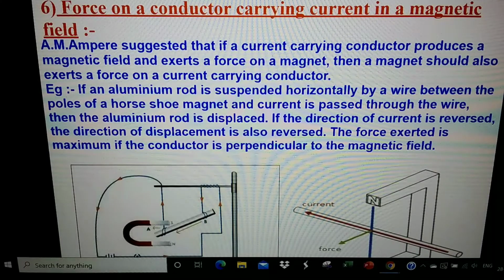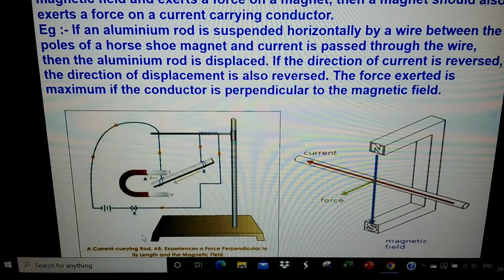The force exerted is maximum if the conductor is perpendicular to the magnetic field. This picture shows that a current carrying rod AB experiences a force perpendicular to its length and the magnetic field produced by the horseshoe magnet. So, if a force is applied on it, it moves out. This is called electromagnetic induction. The principle of electromagnetic induction is used in AC as well as DC currents.